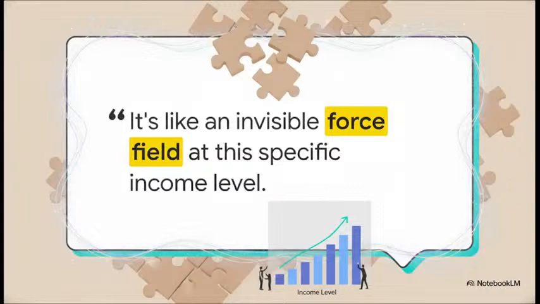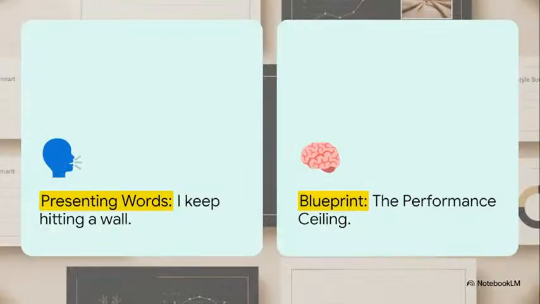Imagine you are sitting across from someone and they say this exact phrase. "I've hit this same wall repeatedly no matter how hard I work. It's like an invisible force field at this specific income level." Okay, so first we listen. The client is explicitly telling us that changing their strategy is not working. The wall just keeps appearing.